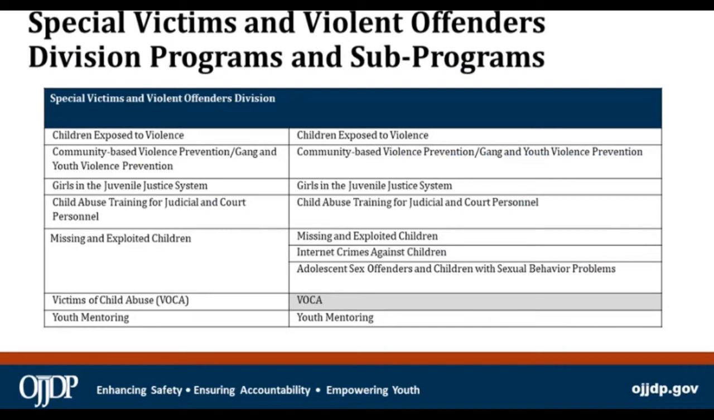Thank you, Rebecca. In the Special Victims and Violent Offenders Division, we have several programs and programs with subprograms. The program that we're talking about today is the VOCA program as part of the Special Victims and Violent Offenders Division. Some of the outcomes of the VOCA program are to improve the skills of multidisciplinary teams, increase positive child and family outcomes, reduce child trauma, decrease child abuse and neglect cases, increase successful investigation and prosecution of child abuse crimes, and increase the quality of protection, intervention, and treatment services.